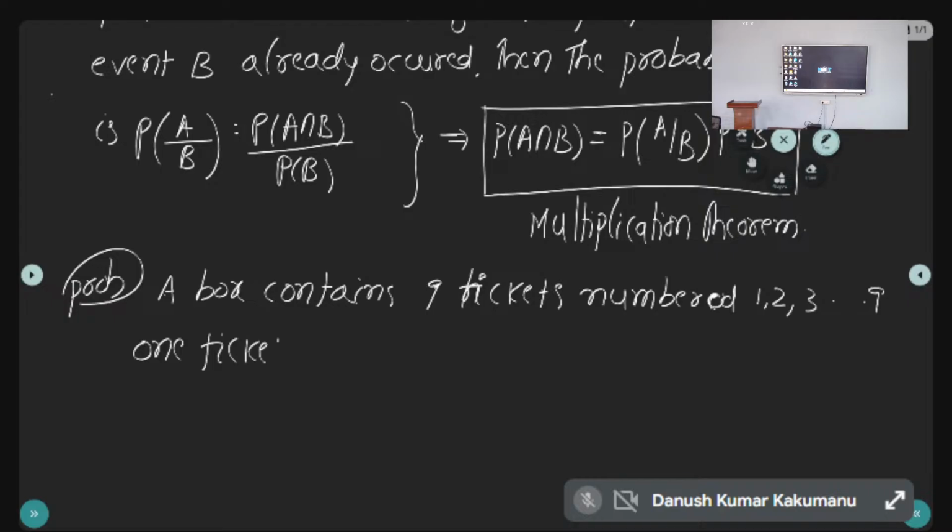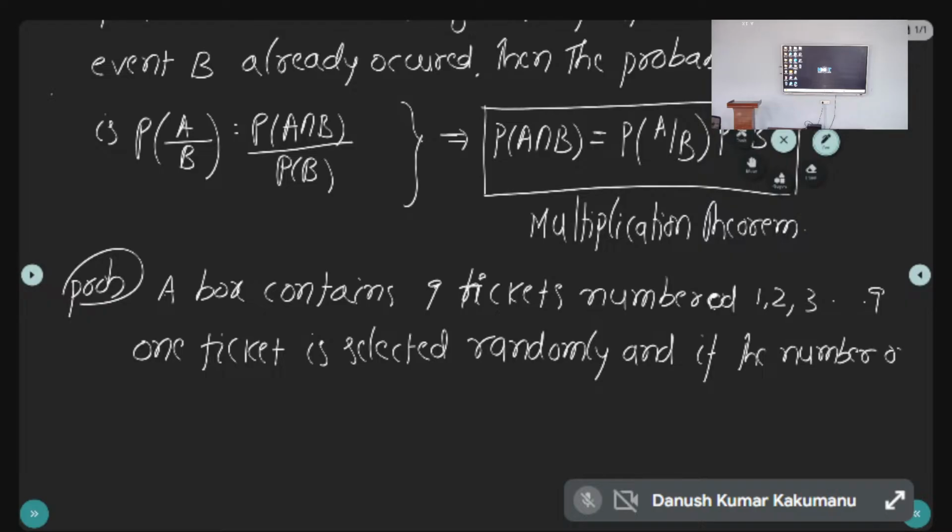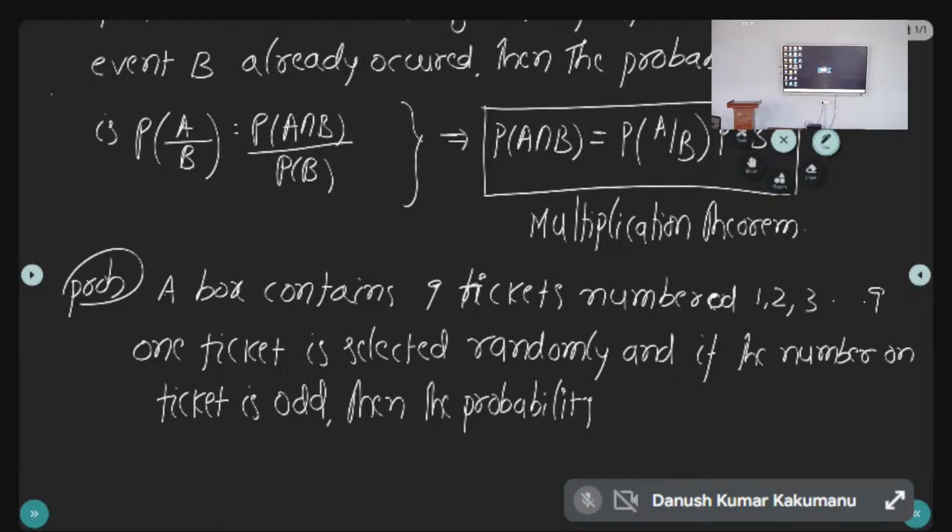One ticket is selected randomly, and if the number on the ticket is odd, then the probability that it is greater than 4. Without your pen on paper, try to answer that question.